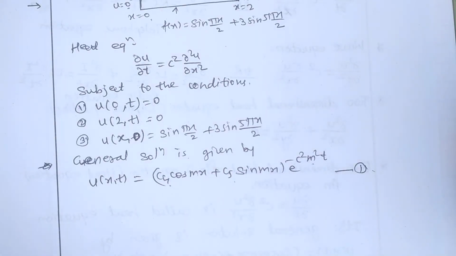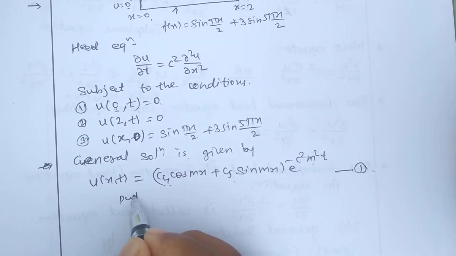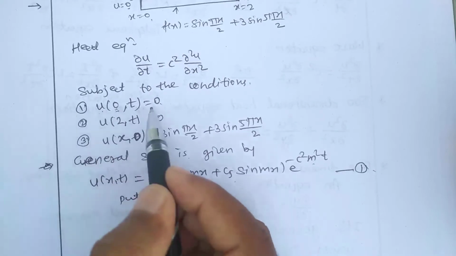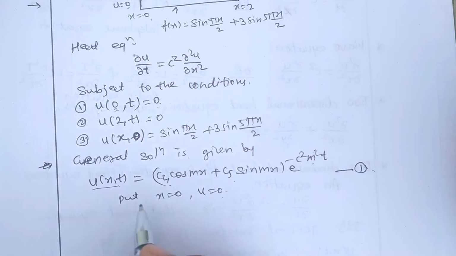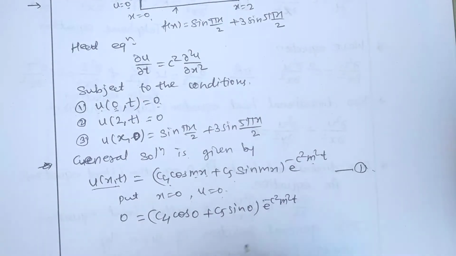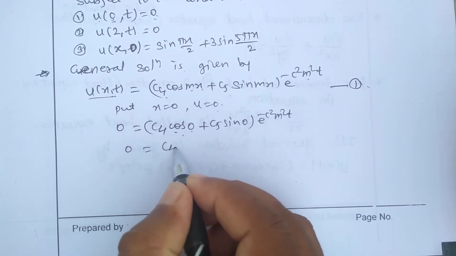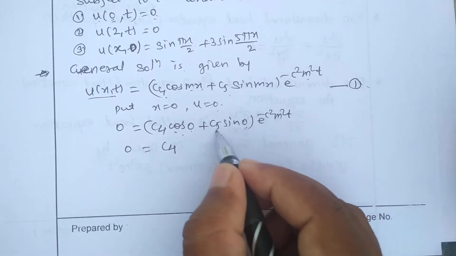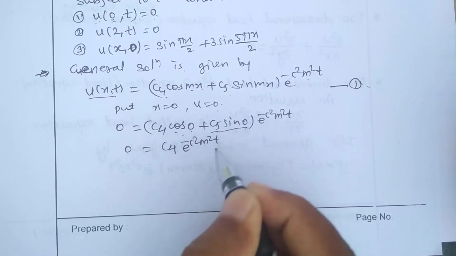So we start with the first condition, u(0,t), that means the value of x is given as 0. So put x equals 0. The value of u, that is temperature, is also 0. So when you put this in the equation, you will get 0 equals c4 cos(m·0), that is cos 0, plus c5 sin 0, into e^(-c²m²t). Cos 0 is 1, so 1 into c4 you will get c4. Sin 0 is 0, so 0 into c5, that term becomes 0. So you will get e^(-c²m²t).